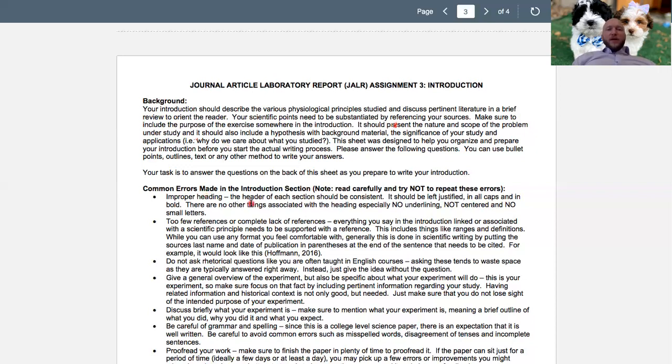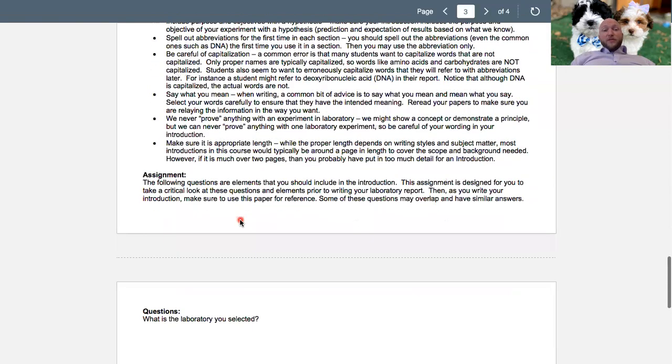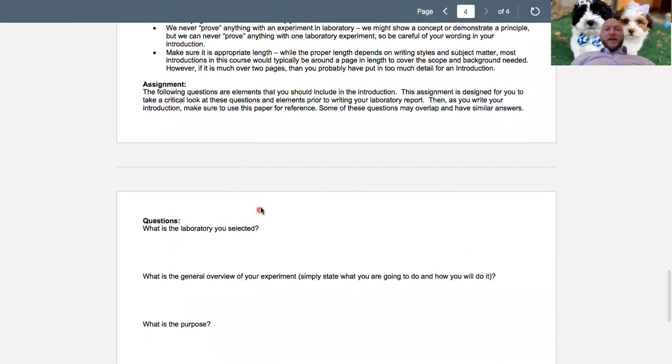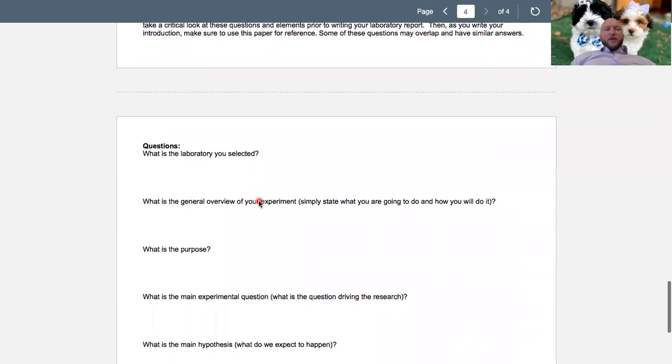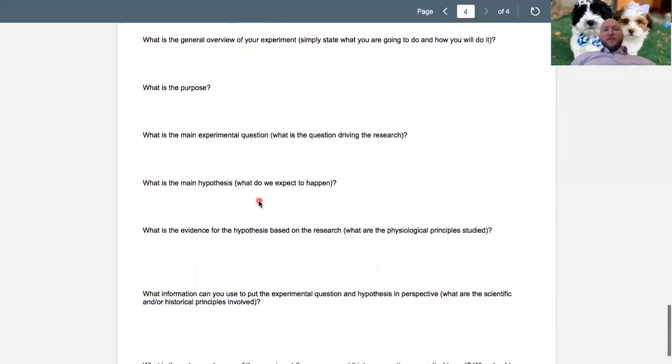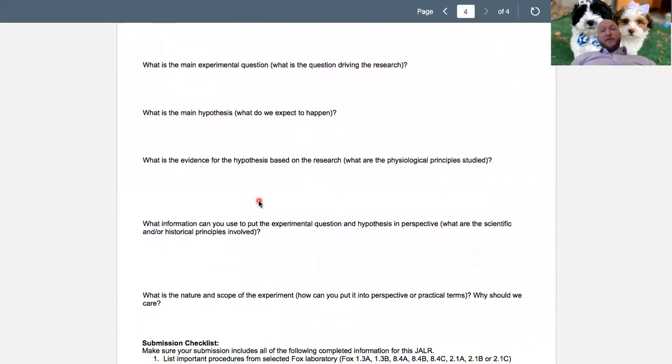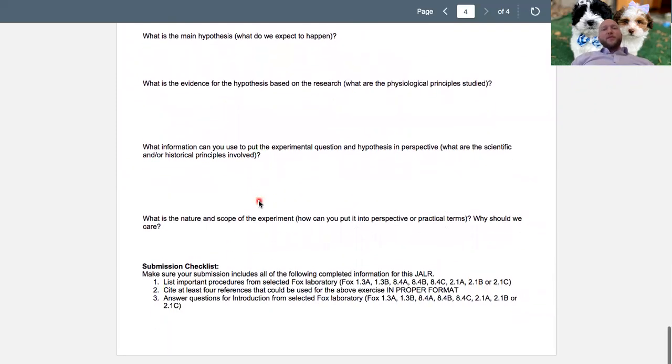Right here are common errors that people make in this section in the laboratory report, but also just in introductions in general. Your assignment, answer the following questions. After you answer them, they should get you prepared for writing the introduction of your laboratory report.